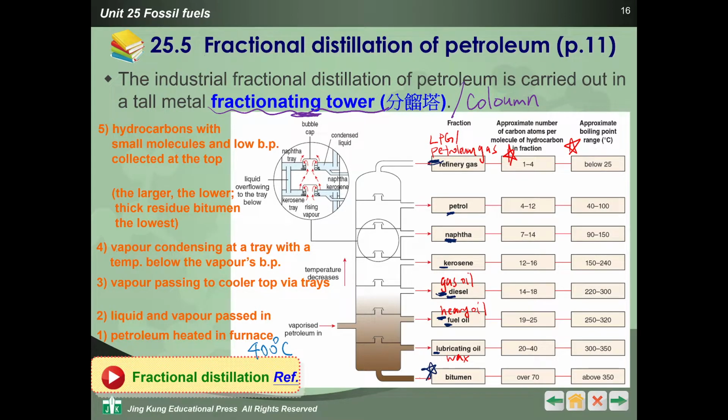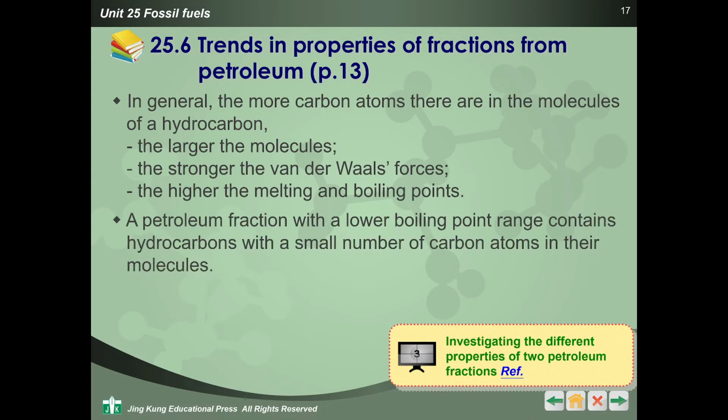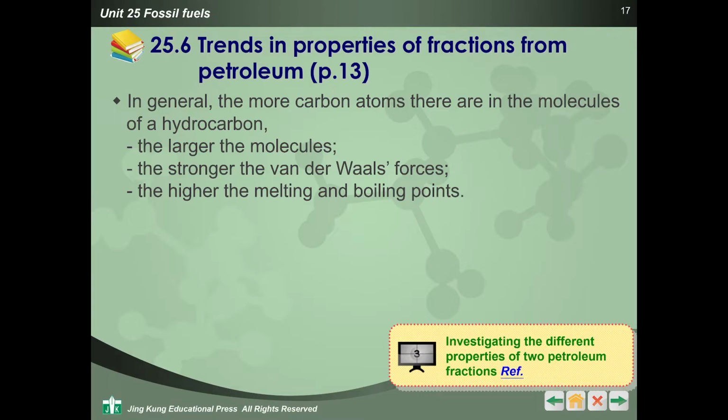These are the fractions, and please make sure you know their carbon atoms. Not all of them, but get the idea of their numbers and their boiling point ranges. All right, moving on. Some trends that we can find is that those with more carbon atoms in their molecules, obviously, have a larger molecule. In other words, the molecular size is larger. Remember, we learned this in book 2C: when the molecular size is larger, the van der Waals force would be stronger. Now, if the van der Waals force is stronger, that means the melting and boiling points would be higher.